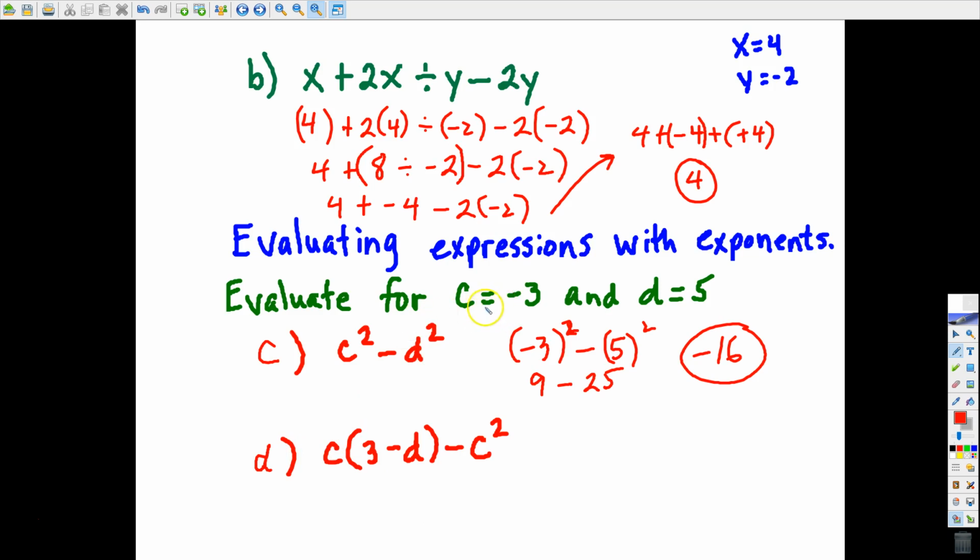Letter D, once again, I'm going to substitute negative 3, and then in the parentheses 3 minus 5, minus, again, negative 3 squared. Okay, so according to PEMDAS, I would do operations within parentheses first. That means I'm going to take care of 3 minus 5 first, and that's negative 2.